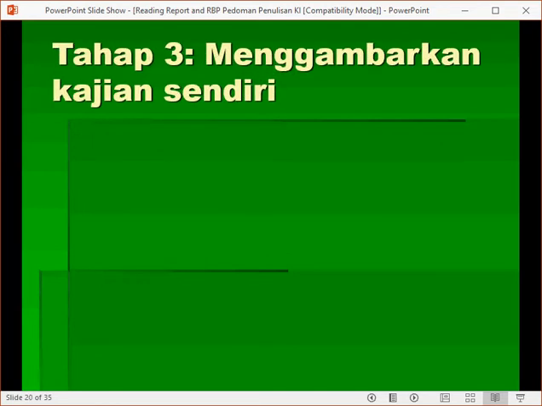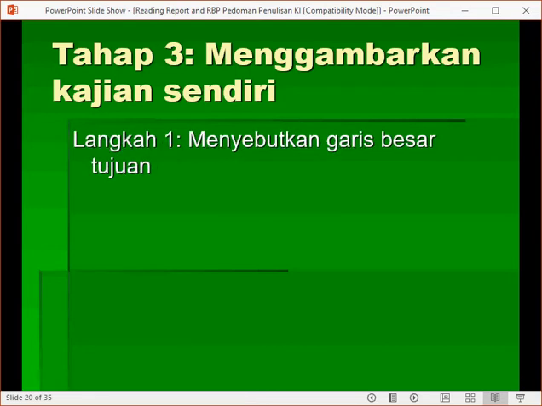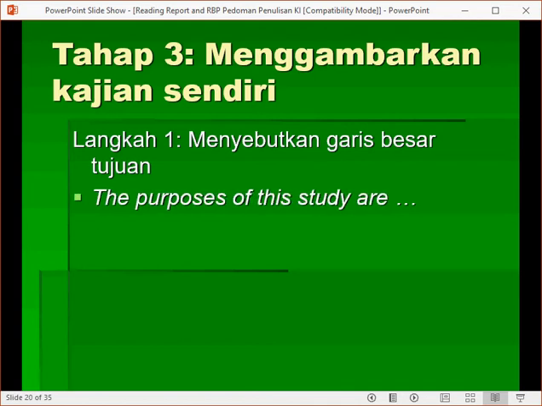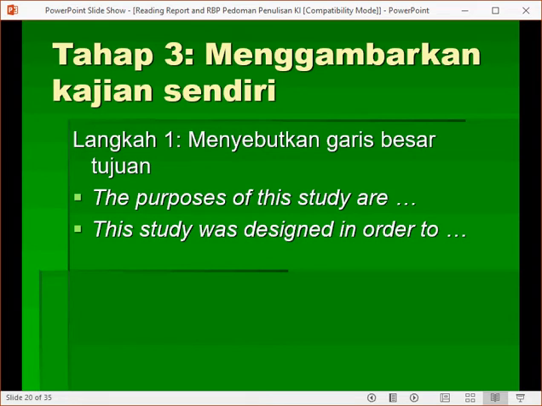The third step is to outline your own study. You have to state the outline and the purposes. You have to write down your purpose in your writing. For example, the purpose of this study is to know blah blah blah, to know the development of language, for example, or to know the development of Islamic education, or to know the effectiveness of the education model or instructional models, and so forth. The study was designed in order to do this.